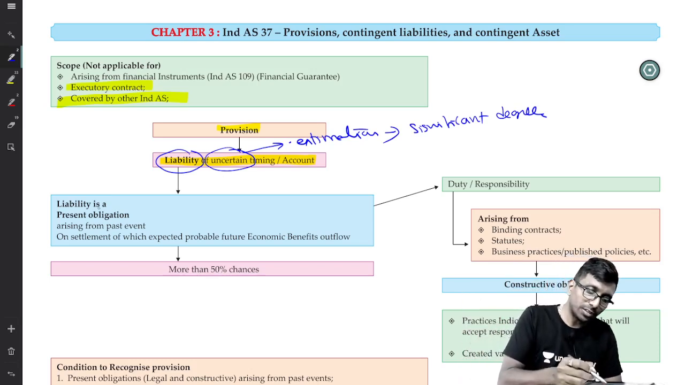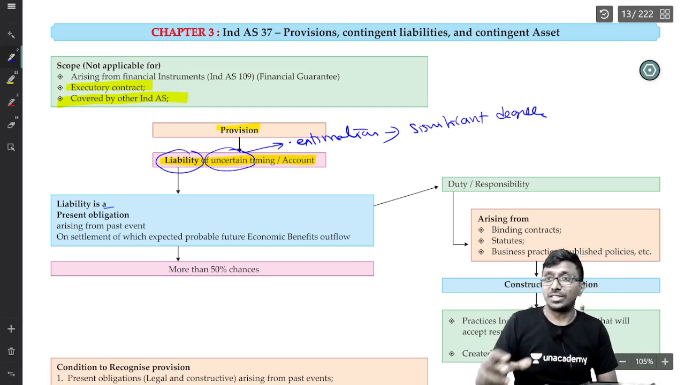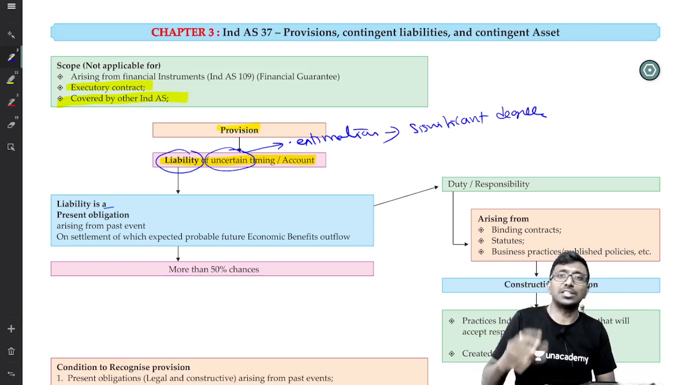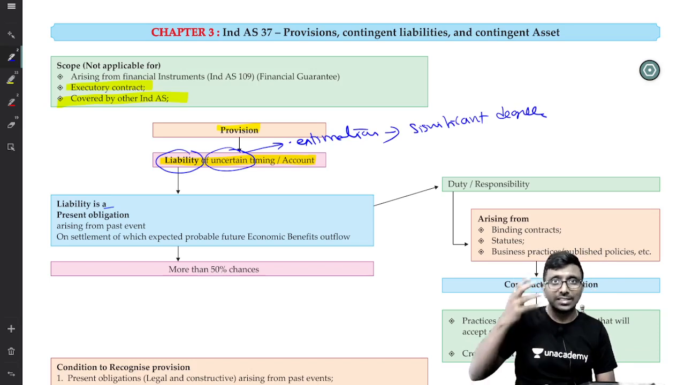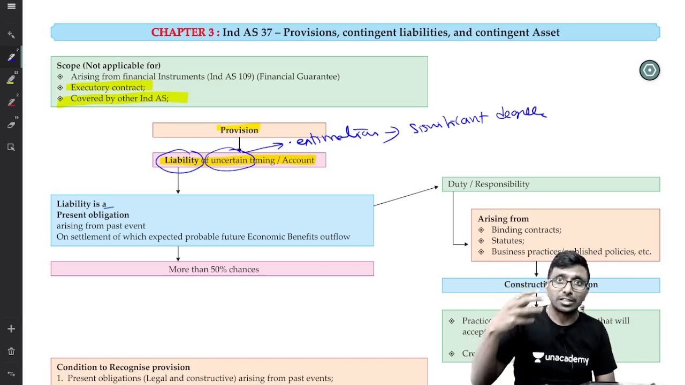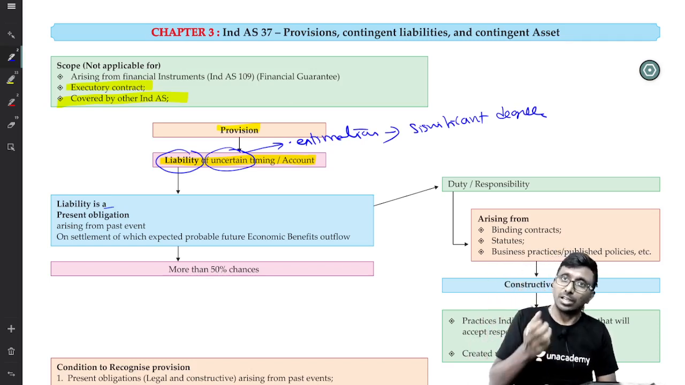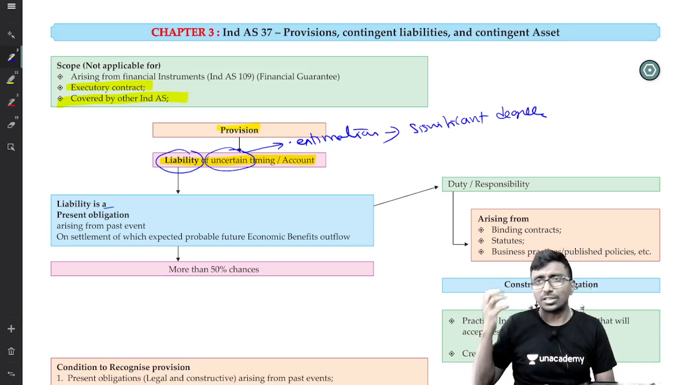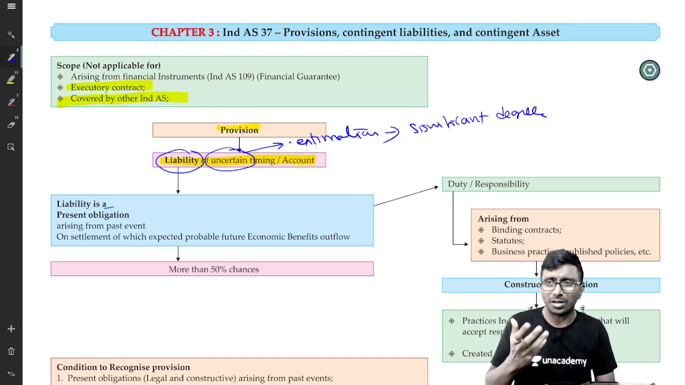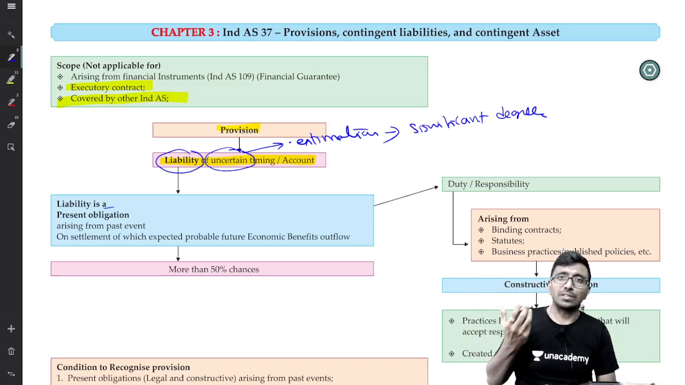So our old definition: what is a liability? A liability is a present obligation arising from past events, with expected future economic benefits outflow on settlement. It's a present obligation. Today I am liable. Why am I liable? Because we did something in the past. What did you do in the past? I bought the goods from someone.